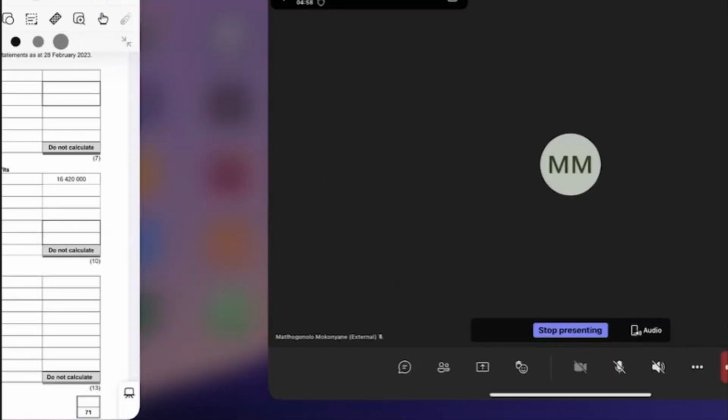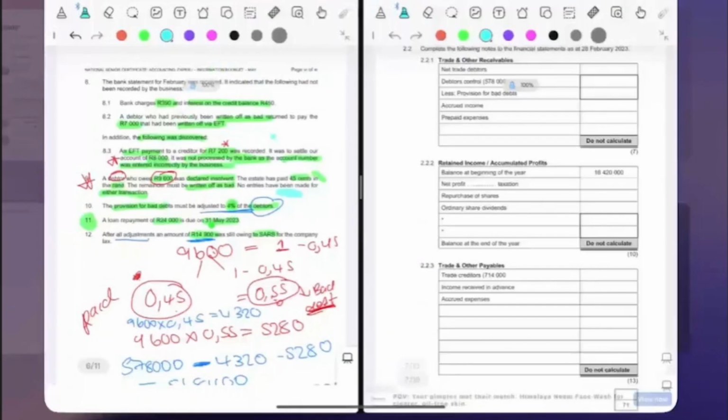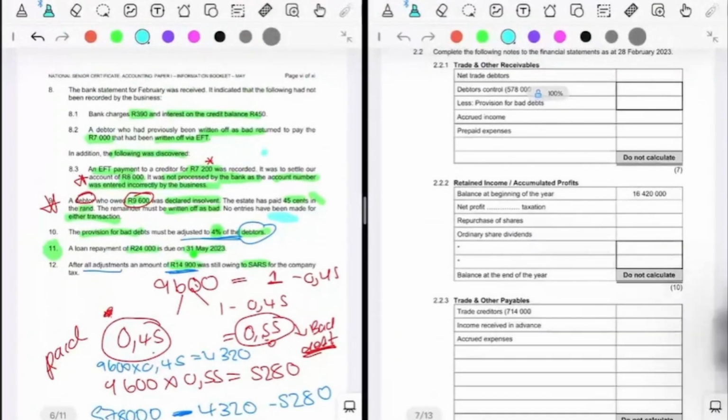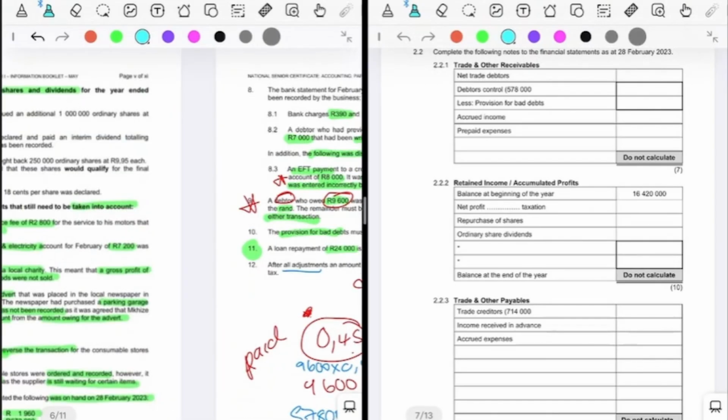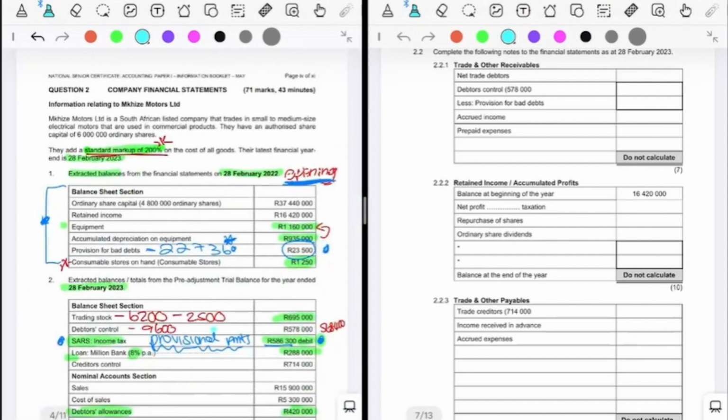Sorry, I got cut off there for a second. I was saying that we were told how much they were able to pay. It's 45 cents in the rand, and then the rest was declared as a bad debt, meaning all of that 9,600 is no longer part of our debtors control because some of it is being paid, and some of it is being written off as bad. So that's why we had to subtract 9,600 from our debtors control. So we need to show that here as well: 578,000 minus 9,600. And that was our only adjustment to our debtors control.